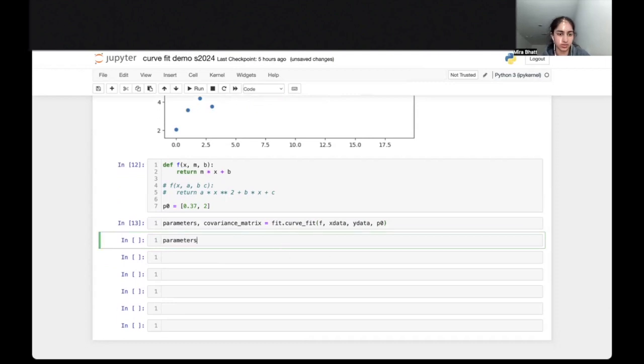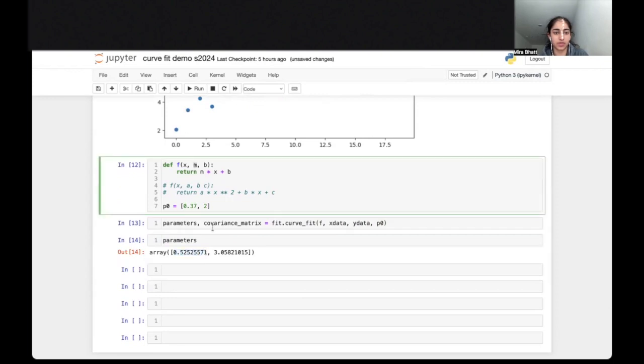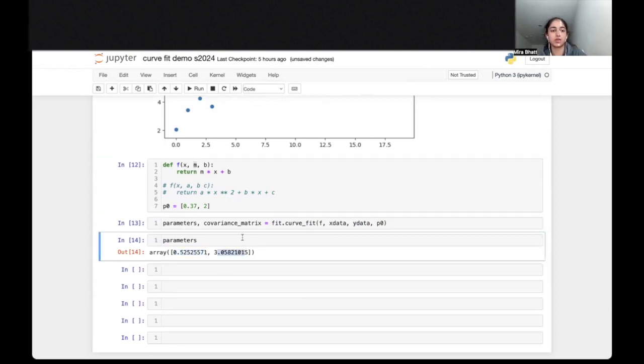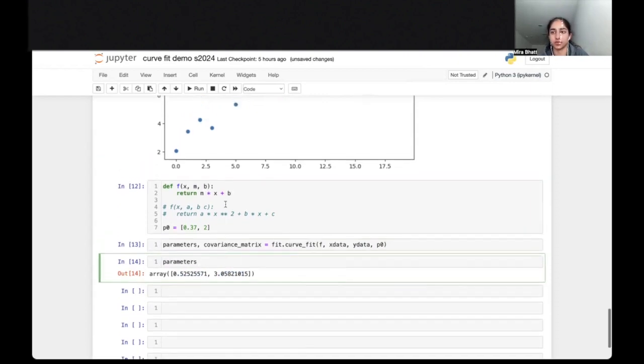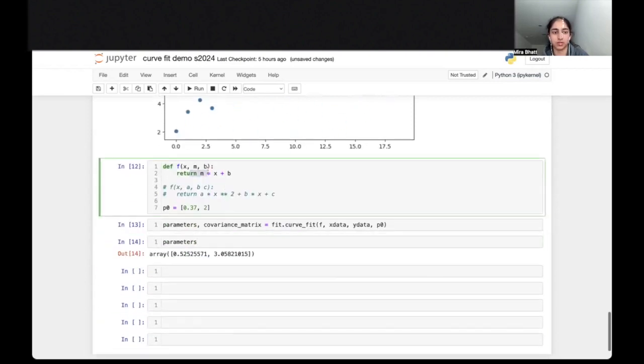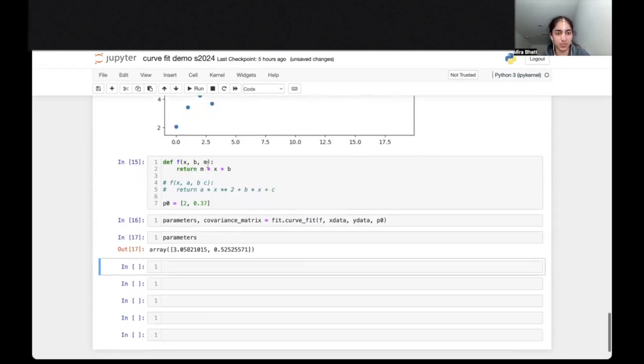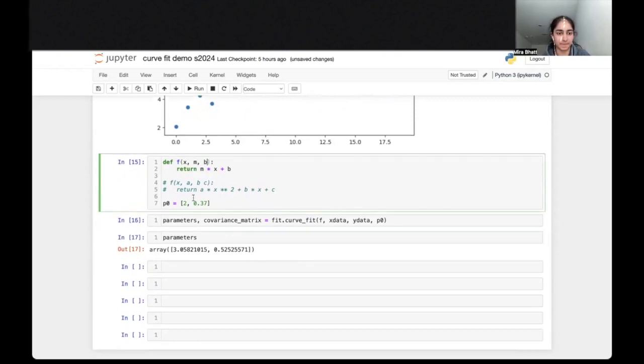So let's look at parameters. This is a 2-element array where the first element is m and the second element is b. So this is what SciPy's curve fit function calculated as the optimal parameters for this model equation. And they're in the same order as when we fed them into the model equation. So if we switch these, and also these, they're switched. So they go in the same order. We'll put them back because this is going to confuse me.